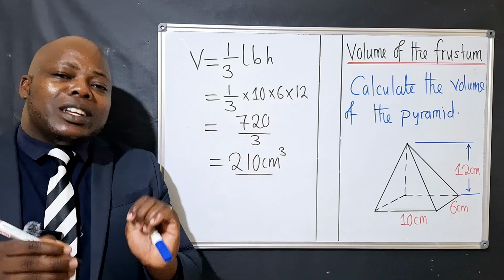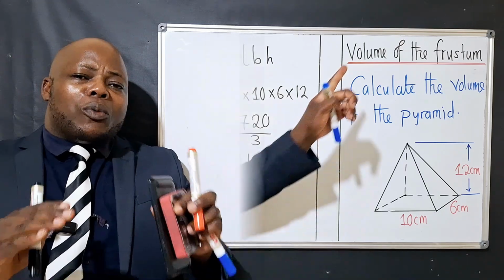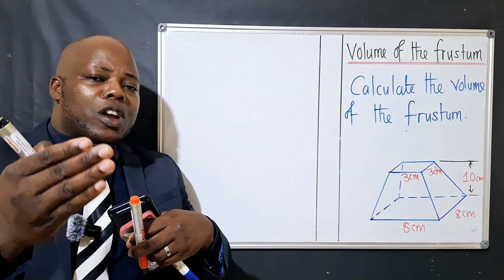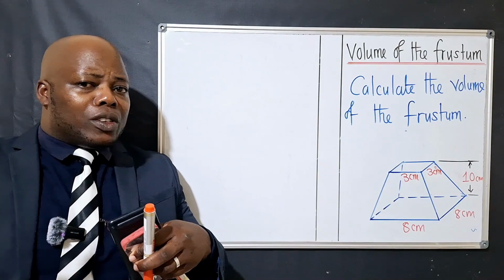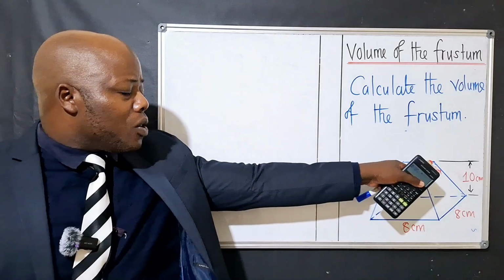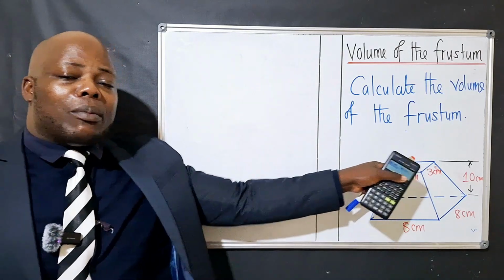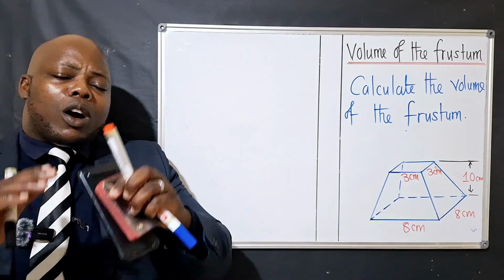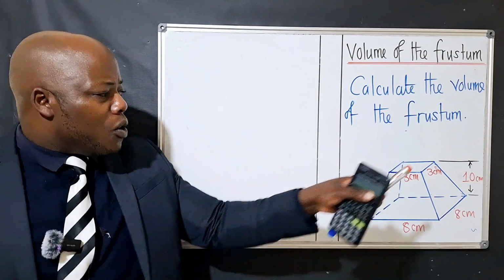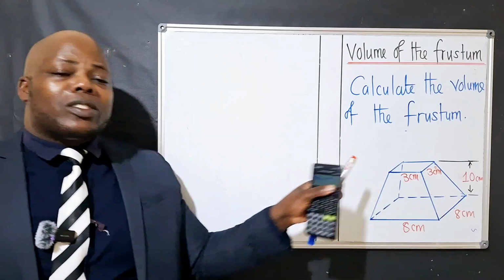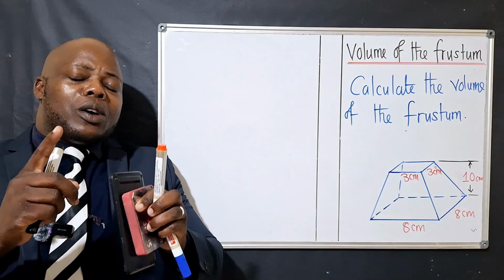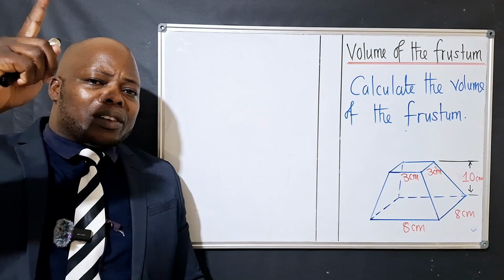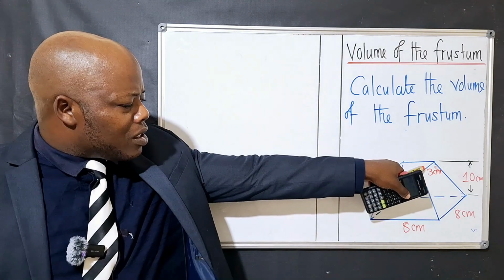Now let's go to finding the volume of the frustum. When we talk about the frustum, we're simply talking about either the cone or the pyramid which has been chopped or cut. So you can see right over here, this frustum or this pyramid has been cut somewhere here. Now, how do we get to find the volume of this frustum? The first step, we need to know the height of what has been cut. So look at this. This is where it has been cut.